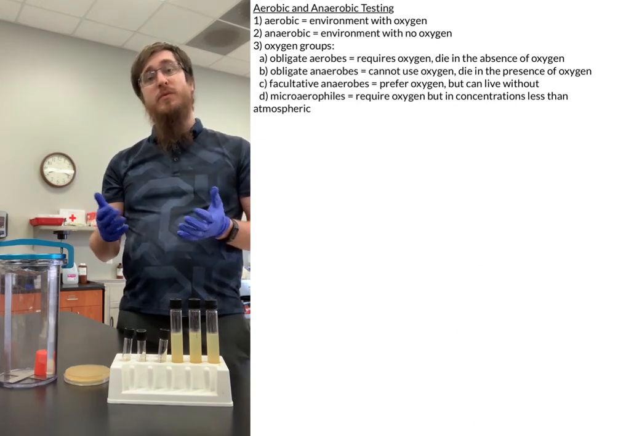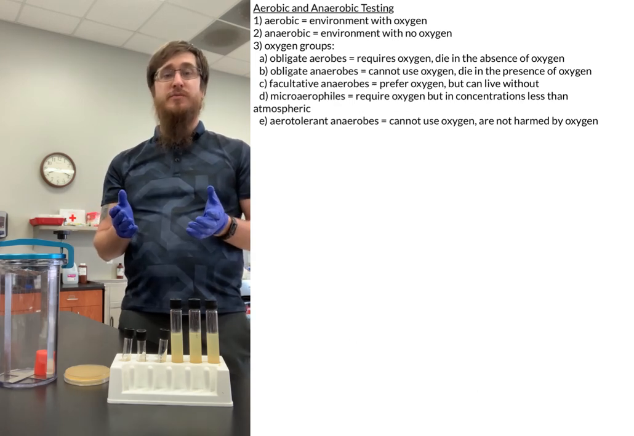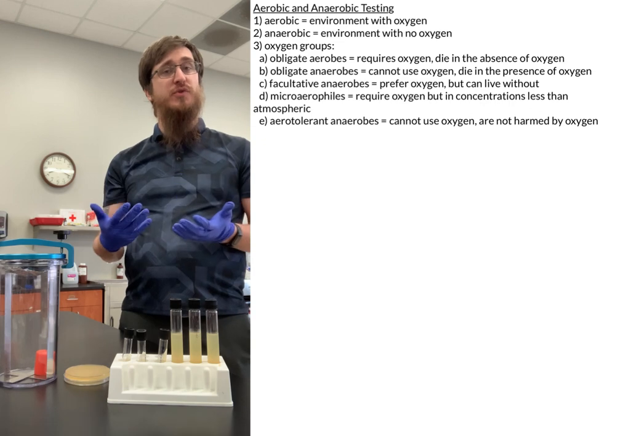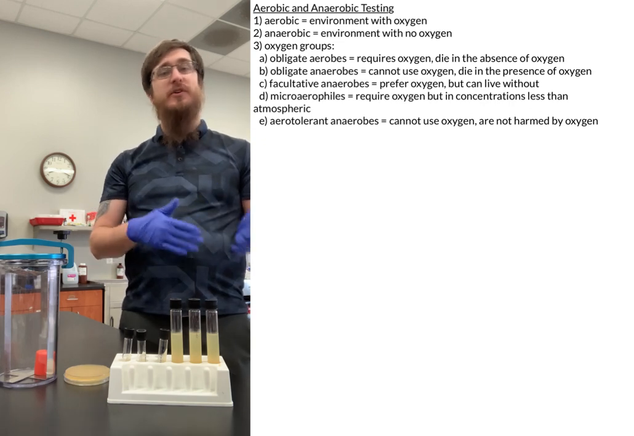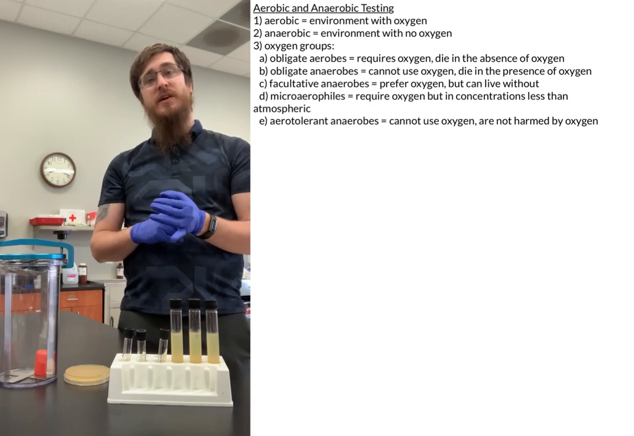And then our last group are what we call the aerotolerant anaerobes. And aerotolerant anaerobes are organisms that, again, are anaerobic in nature, so they cannot use oxygen, but they're also not killed by oxygen. So again, those are the 5 basic groups that we have.